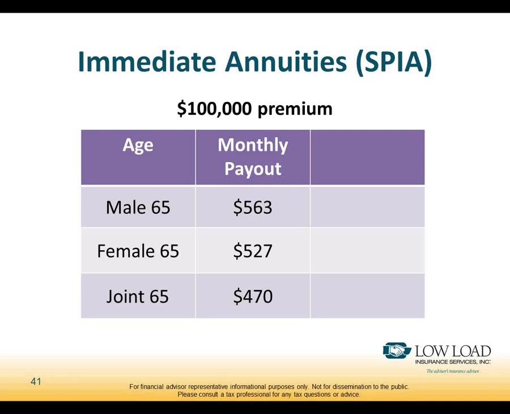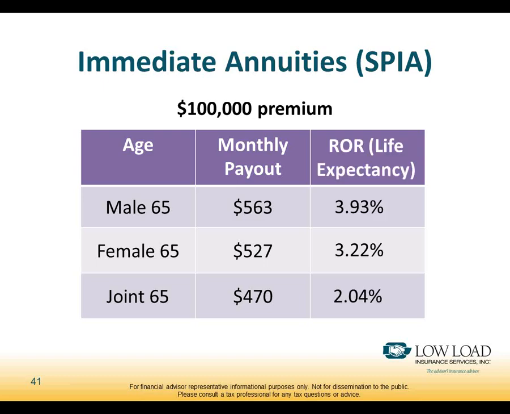Anytime I do any talk on annuities, I'm always asked, what are current payouts? And here they are. So what I looked at was a $100,000 premium going into an immediate annuity for a male age 65. That's going to produce about $563 a month. Female, $527 a month. Why is the female lower? Because they're going to live longer on average than a male. So their payouts are a little bit lower. And then if we're looking at a joint couple, both age 65, their payouts are going to be lower yet, $470 a month.